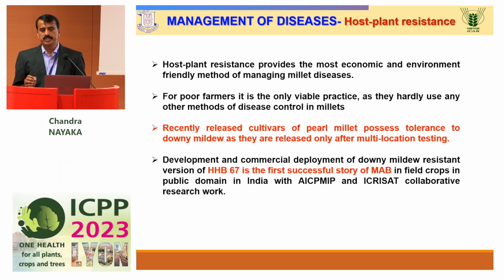The most important thing in managing diseases in millets is host plant resistance. It provides the most economic and environment-friendly method for managing millet diseases. For farmers, it is the only viable practice, as they hardly use any other method of disease control in India. Recently released cultivars in India show multiple disease resistance against downy mildew as well as blast. In collaboration with ICRISAT in India, we developed HHB 67 Improved just one year back, which shows multiple disease resistance against downy mildew as well as blast disease.